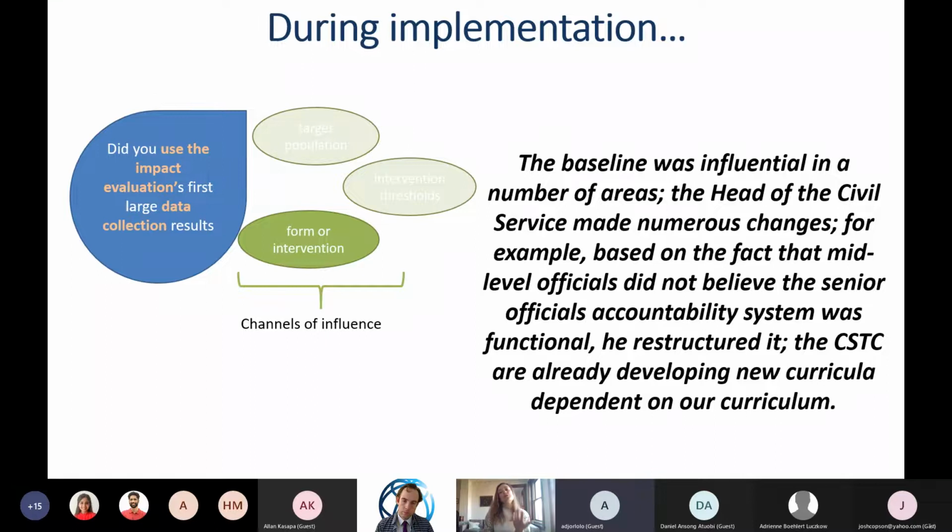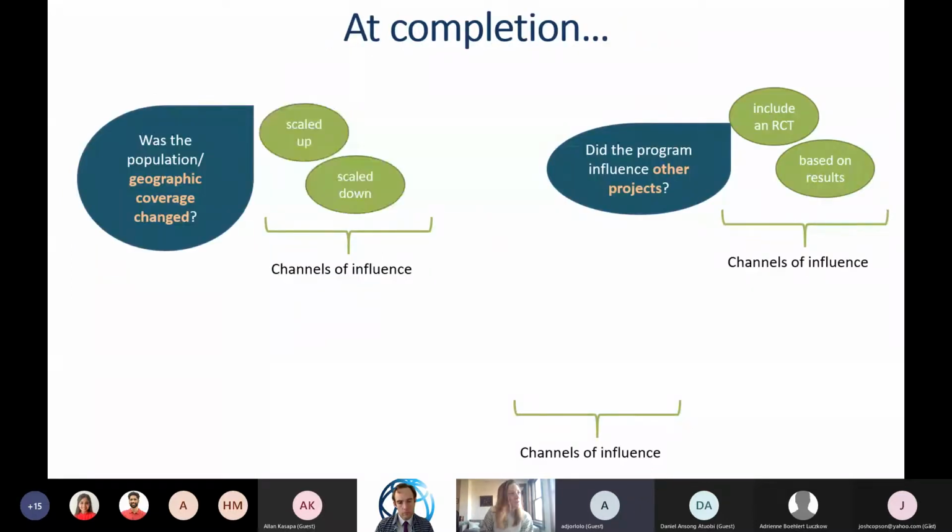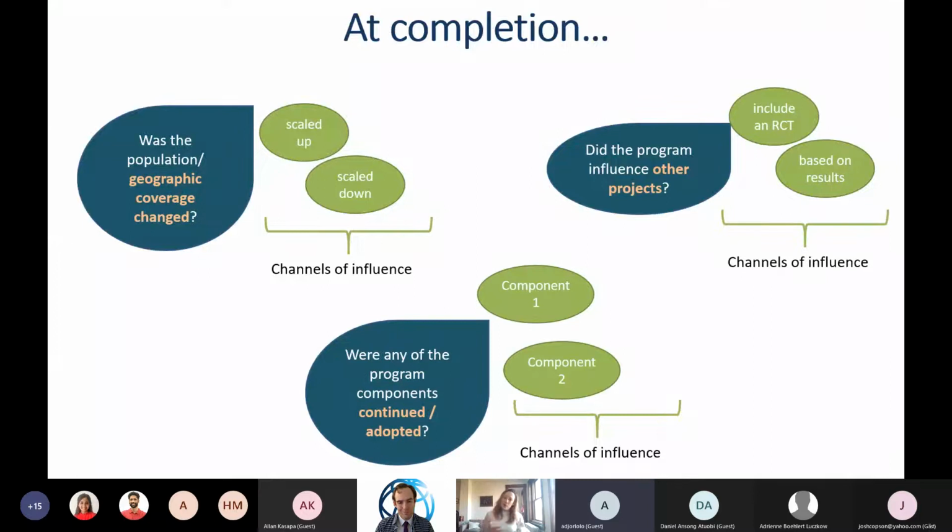So more at completion or towards the end, there are other more straightforward things that can happen. For example, the first question or indicator is, did you change your geographic coverage, right? Did you, or what we would call, scale up or scale down your program?